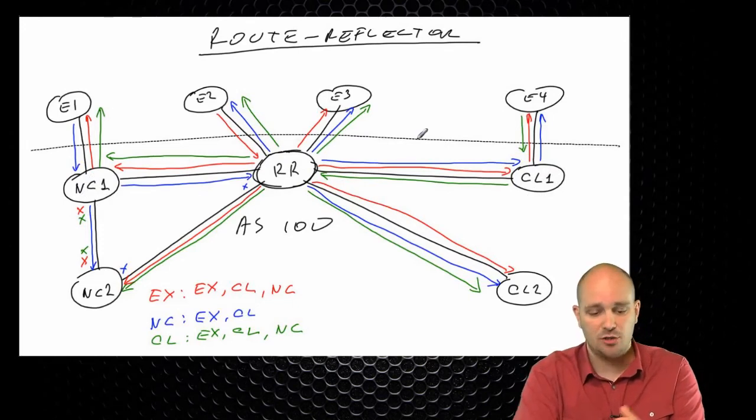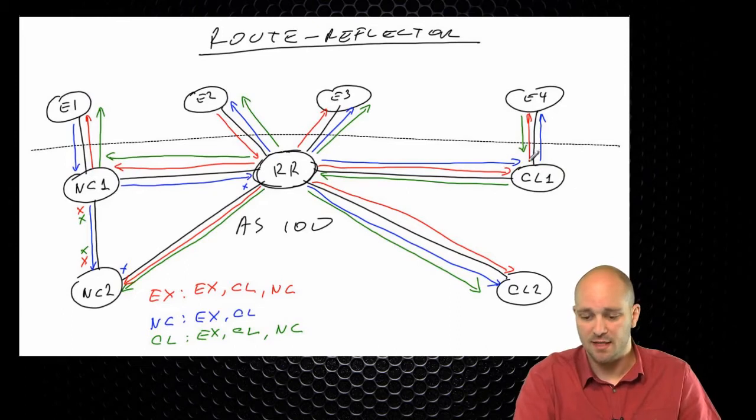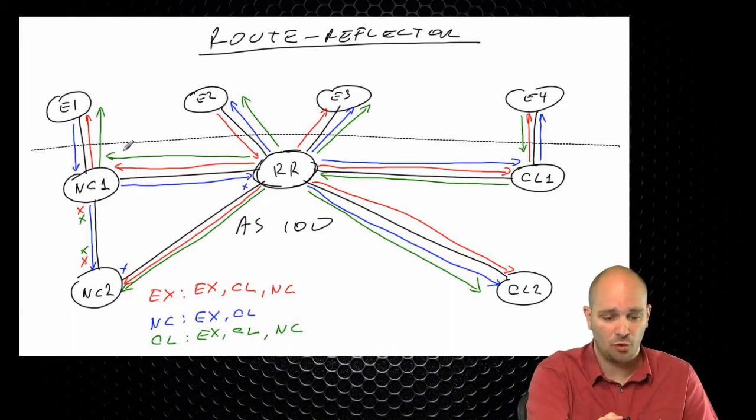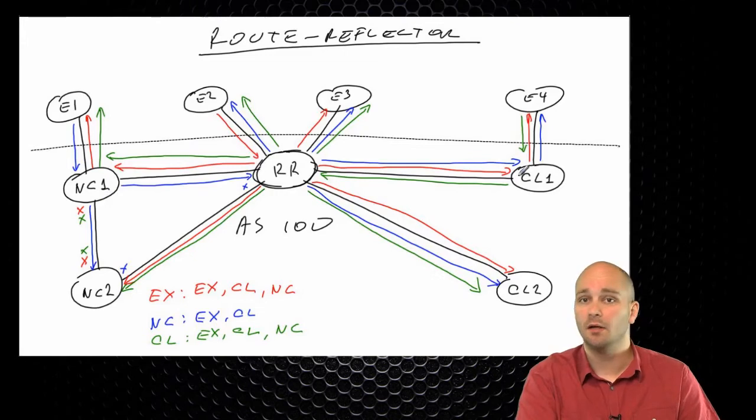Now, let's say that the situation was the other way around, that this is R9, this is R6, and this is R5. If we receive the route on R6, this is a non-client, it will be advertising the route to the route reflector, but a route received from a non-client will be advertised to a client, which is fine.